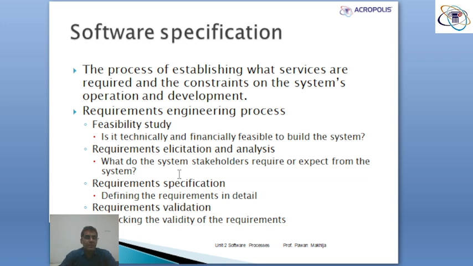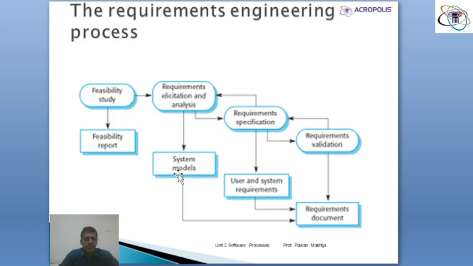Then we have requirements specification. We give a standardized way by which we can define all the requirements in detail. Once we are done with this specification, we validate those requirements. That means we check the validity of the requirements. Is there any requirement that we cannot complete, right? So this is the requirements engineering process that you can see.